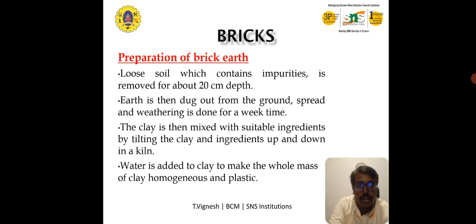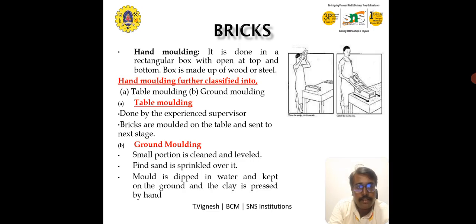First, loose soil which contains impurities is removed to about 20 centimeter depth. Then earth is dug out from the ground, spread, and weathering is done for a week. The clay is then mixed with suitable ingredients by tilting the clay and ingredients up and down. Water is added to the clay to make the whole mass into a plastic form. Once the preparation is done, it is poured into the molding box.